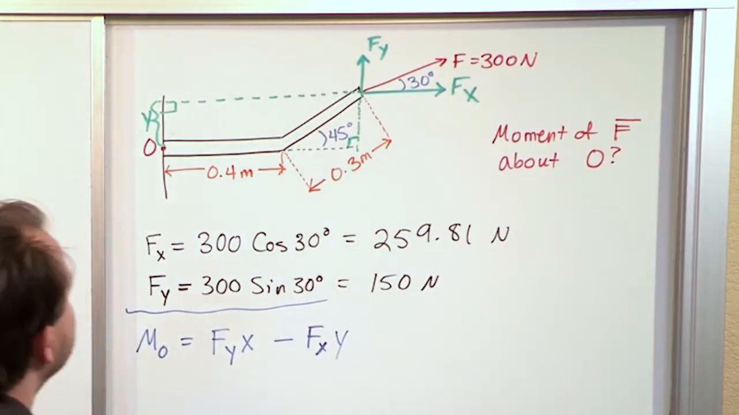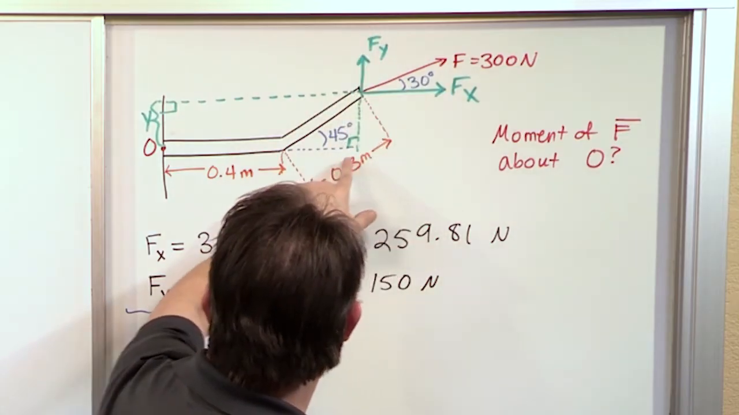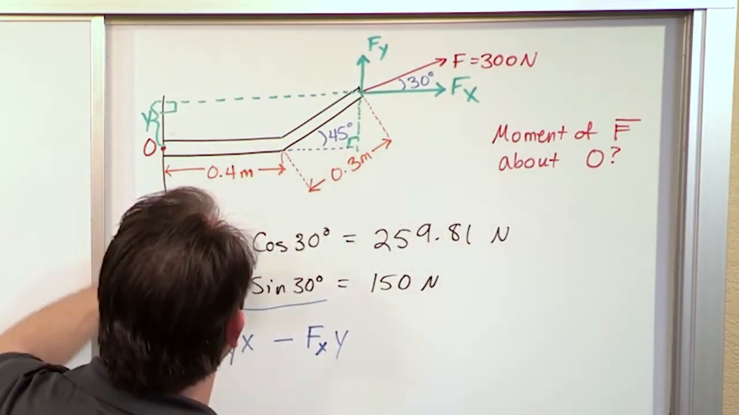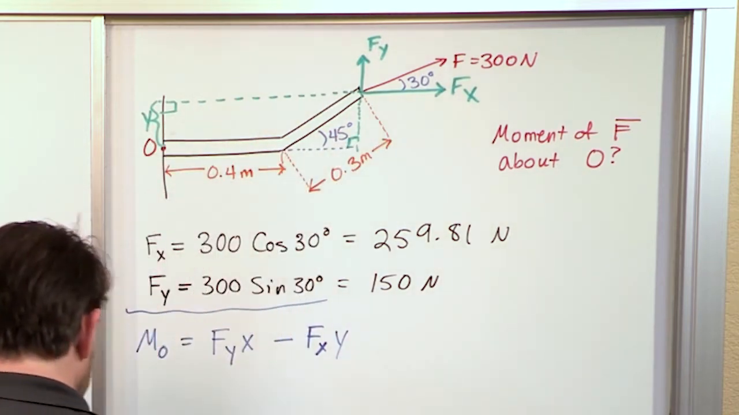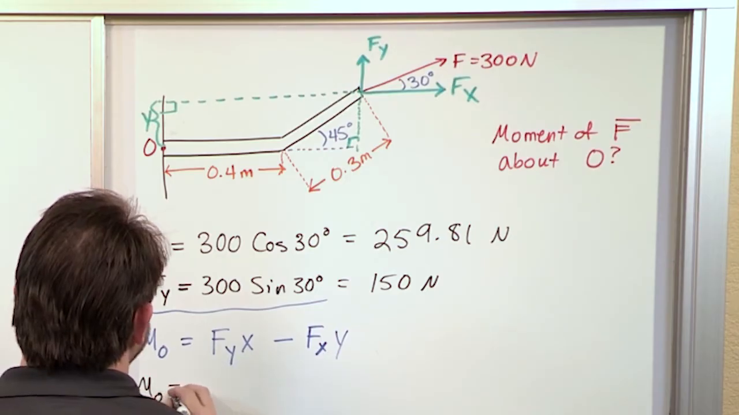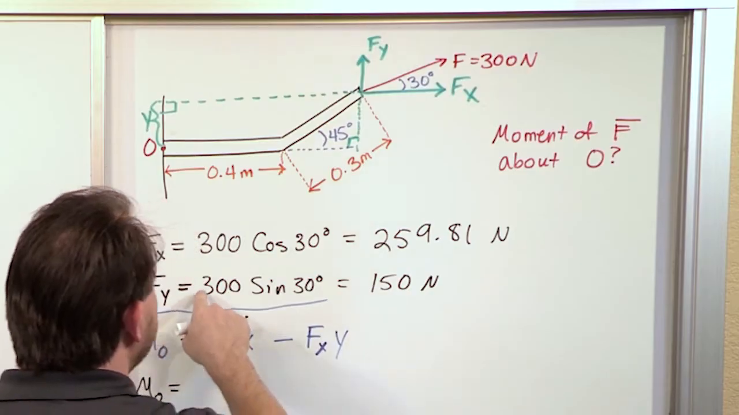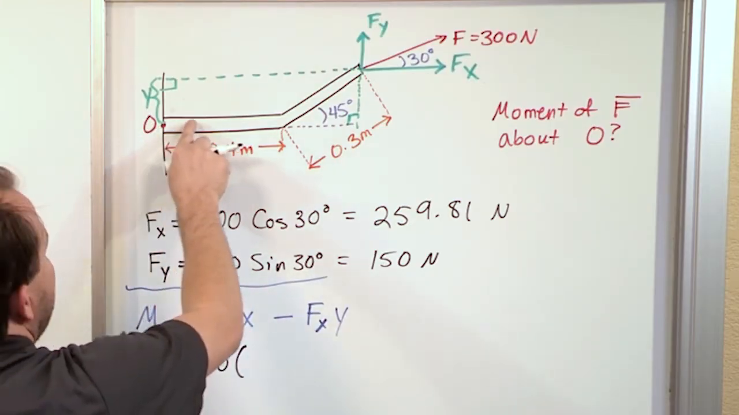So you just need to be able to chop through the BS here and look and say, this force is acting this way, I need a perpendicular distance. This one's going this way, I need a perpendicular distance. That's what's actually going to drive the thing around. So the moment about the origin, Fy, we already know what it is. It's 150 newtons.